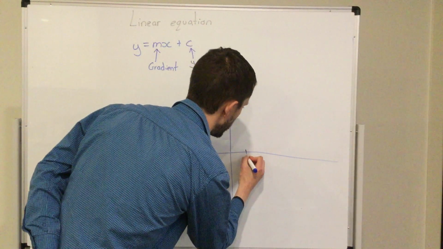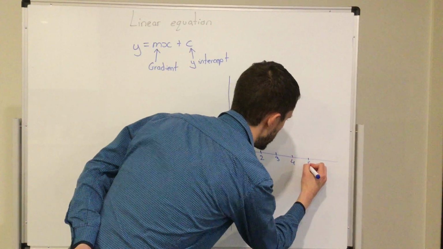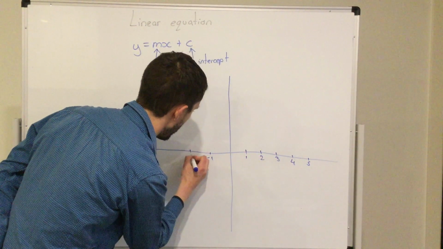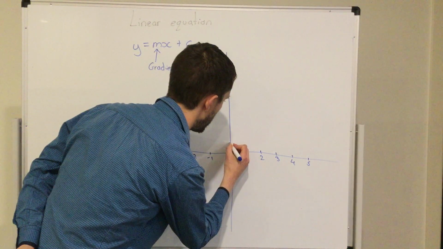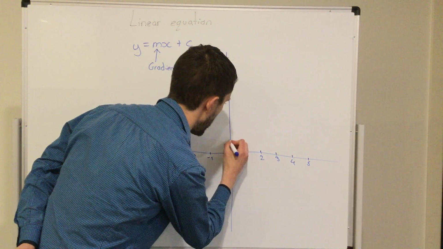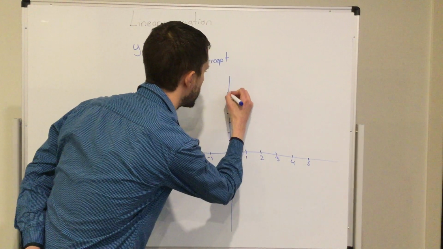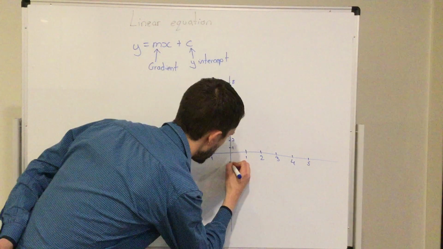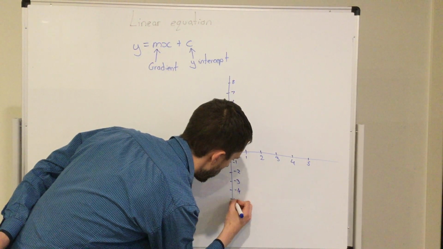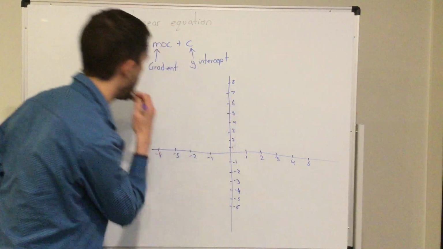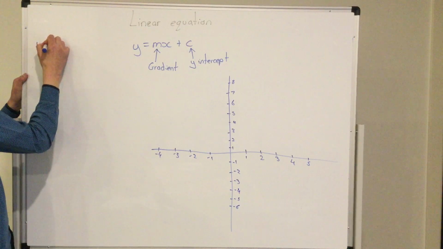So I'm just going to draw a graph here so we can demonstrate our lines today on this graph. 1, 2, 3, 4, 5, 6, 7, and 8. -1, -2, -3, -4, -5, -6. Okay, so to start us off, I'm going to be using this equation here.